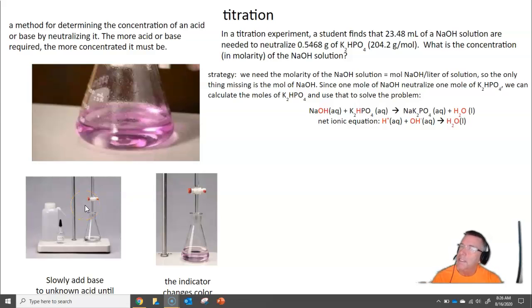I'm going to ask a question that's a little bit different, and let's go ahead and solve it. In a titration experiment, a student finds that 23.48 mL of sodium hydroxide solution were needed to neutralize 0.5468 grams of this substance, KHP, potassium hydrogen phosphate, K2HPO4. What's the concentration of the sodium hydroxide solution?